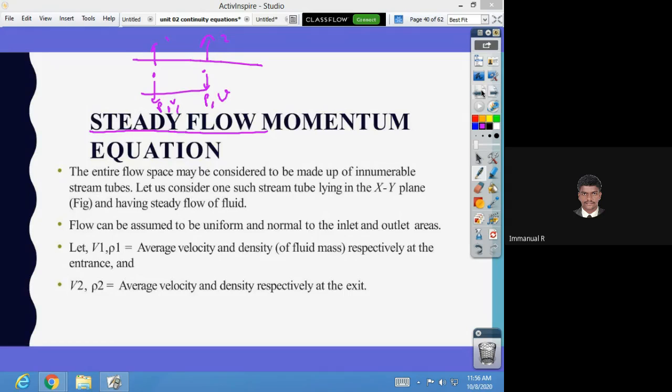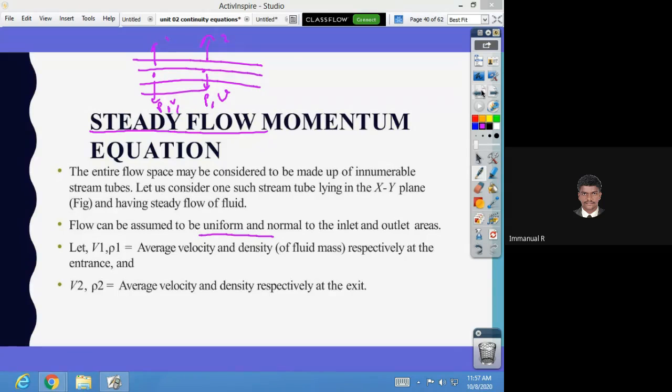Next point, the flow can be assumed to be uniform and normal to the inlet and outlet areas. When we can assume the flow is uniform, take the same pipe example: throughout, at all positions, there is no change in property. That is the uniform flow, and that flow is assumed to be normal to the inlet and outlet areas.